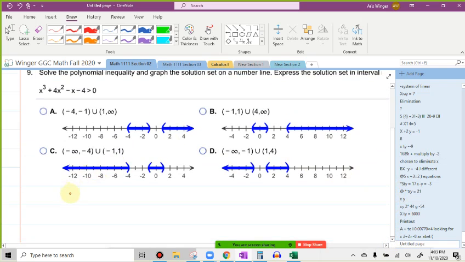I've got x to the 4, x to the third, plus 4x squared minus x minus 4. And we want to check the signs of that. And so what we'll do is we'll set this thing equal to 0, and we'll do a number line. So we'll factor by grouping.